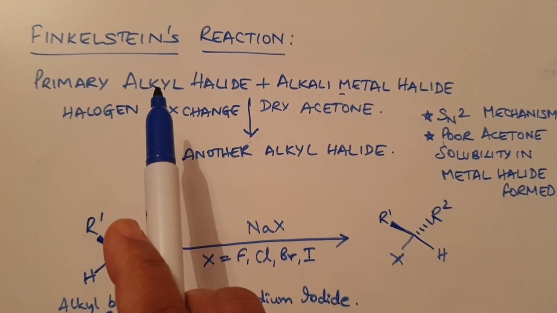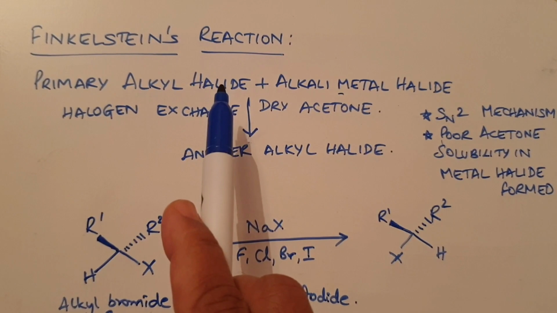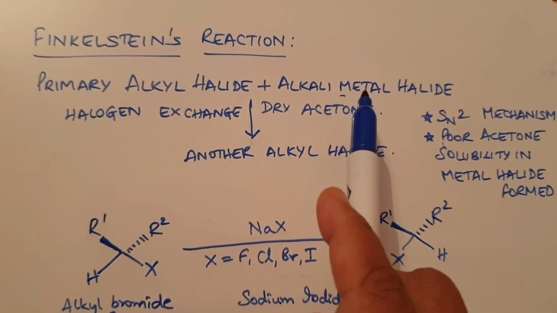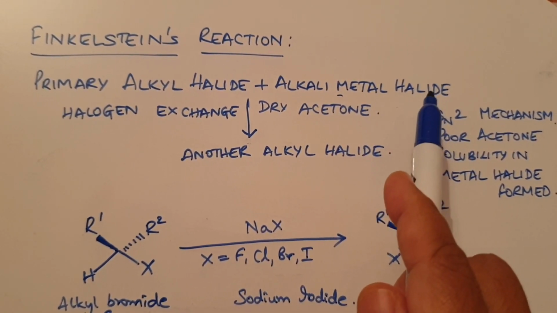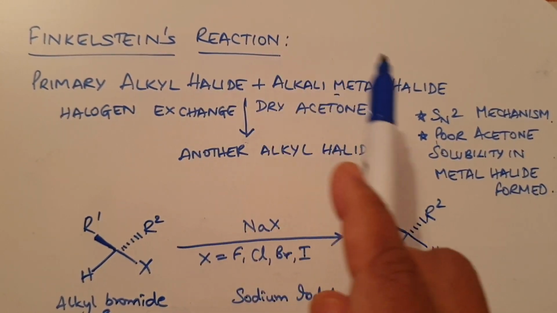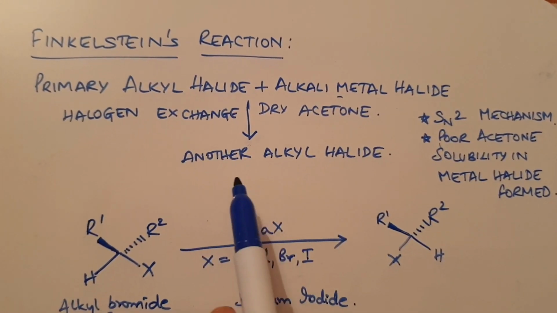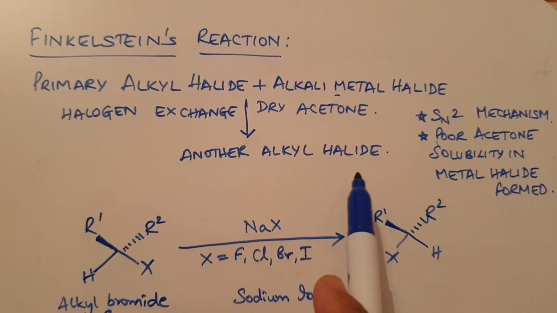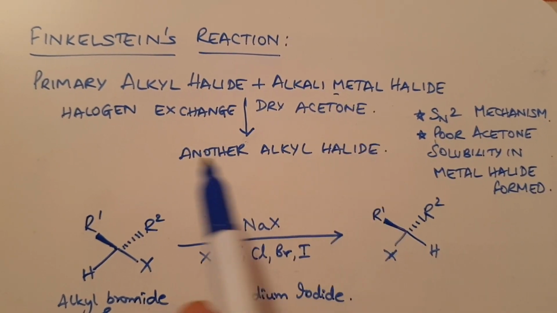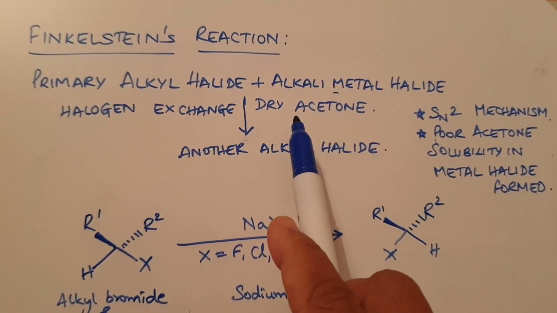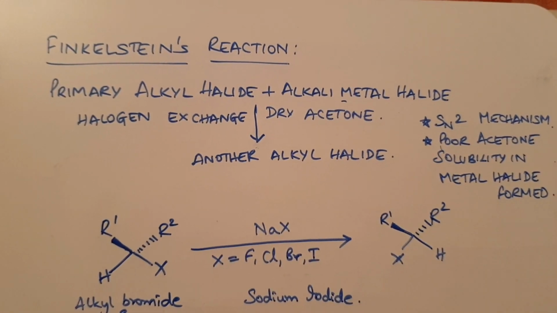You can see that in the primary alkyl halide there is a halogen. In the alkali metal halide also there is a halogen. These two halogens get exchanged and you get a different alkyl halide. And all these happen in dry acetone.